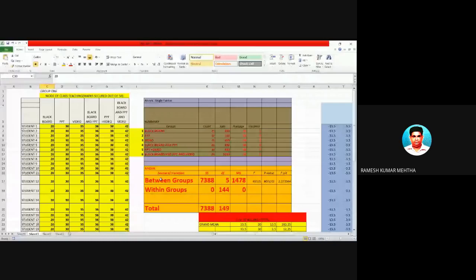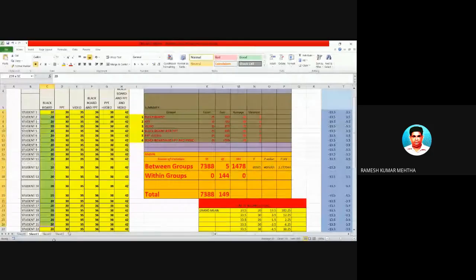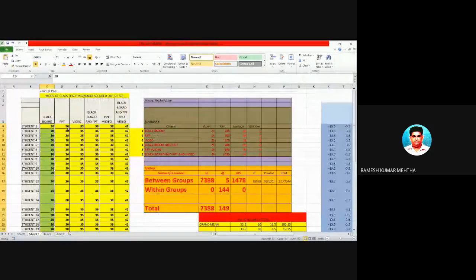This is called within group. In the second case also, when PPT was used, all the students secured 30 marks. As far as group 2 is concerned, is there any variance within the PPT group? No, zero. Let's talk about the third group.